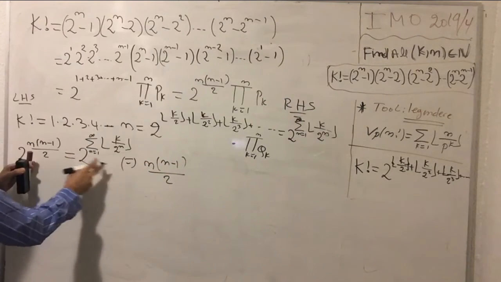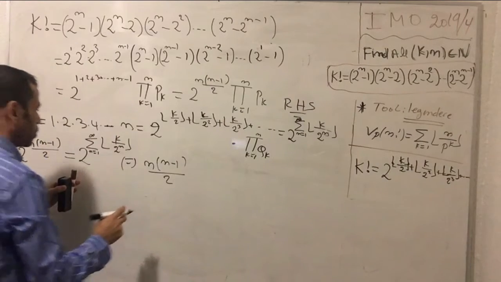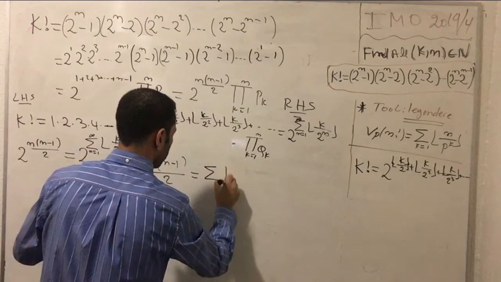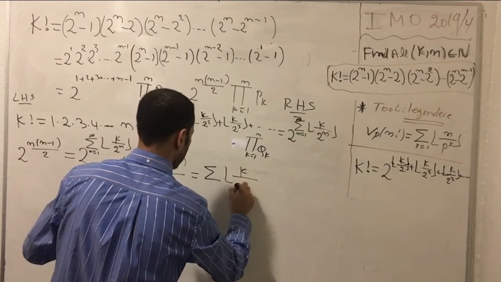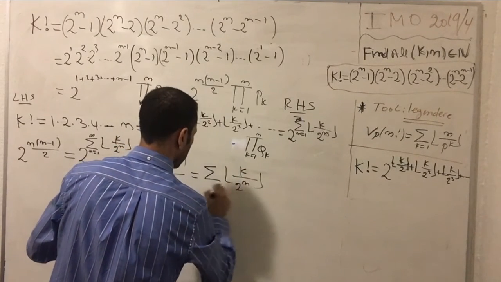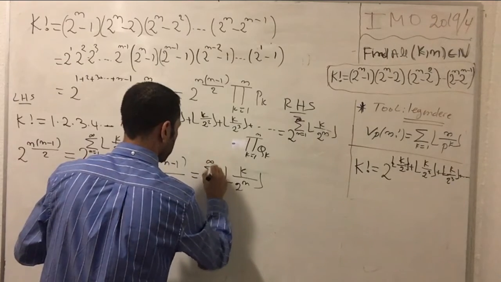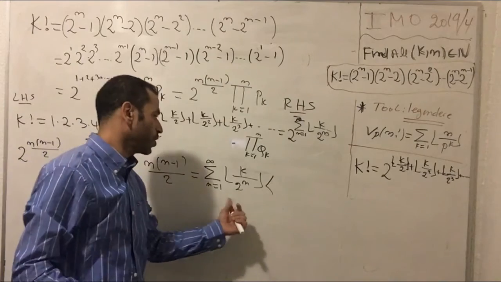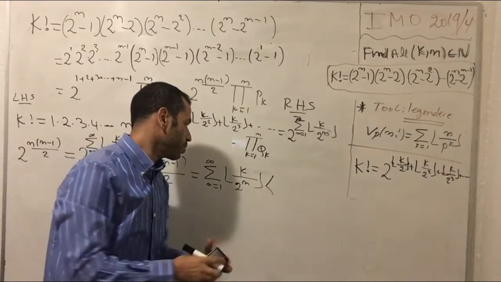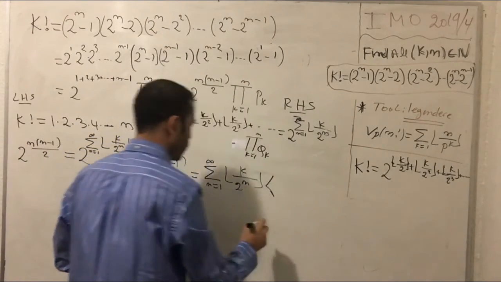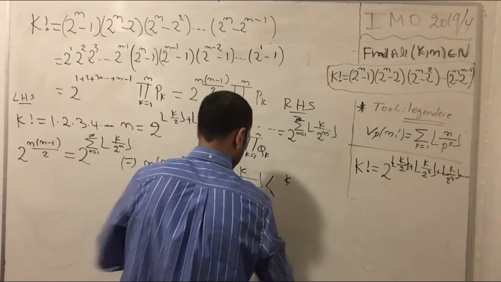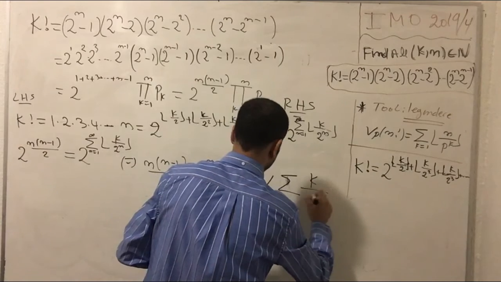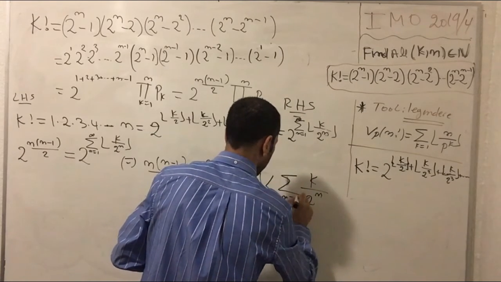I'm taking this one out of the exponent, so I will have the sum of floor of k over 2 to the n, n going from 1 to infinity. So what do you know about the floor? The floor is always smaller than the number, because we have a fraction. So it is strictly less than k times the sum of 1 over 2 to the n, n going from 1 to infinity.